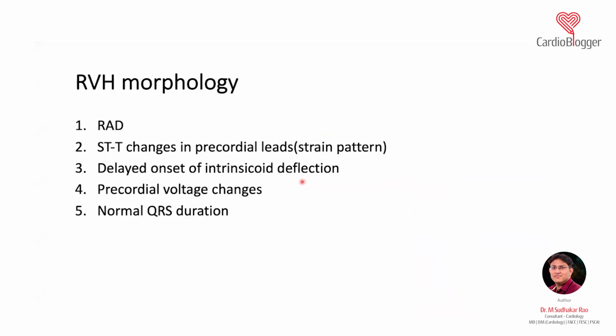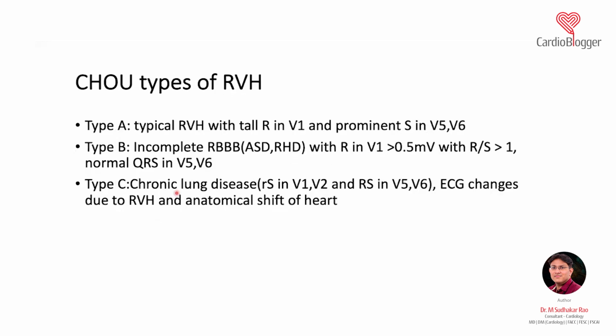Again, like LVH, if there is a delayed onset of intrinsic deflection, or there is a QRS pattern in lead V1, it suggests right ventricular hypertrophy. Precordial voltage changes, as I already mentioned, 7 mm, and 15 mm in presence of RBBB, and normal QRS duration. Like LVH, RVH also doesn't cause prolongation in QRS duration unless there is an LBBB or RBBB. So these are various RVH morphologies which indirectly suggest that there is some form of right ventricular hypertrophy.